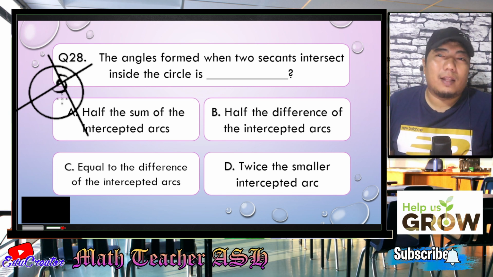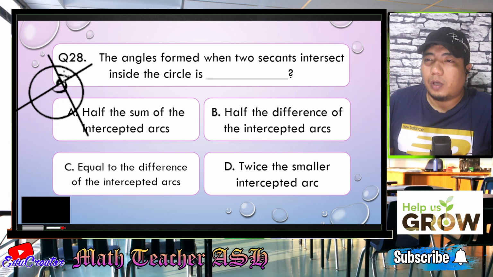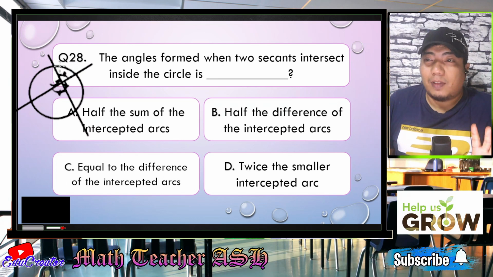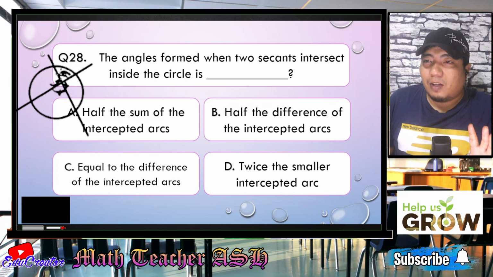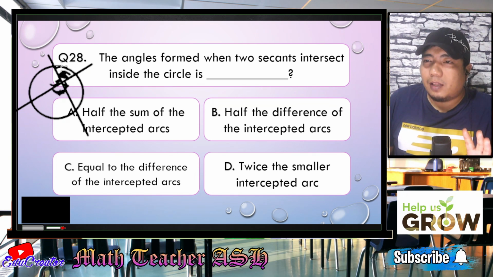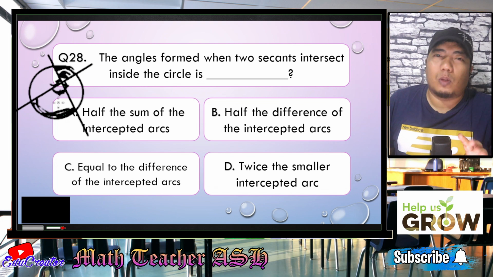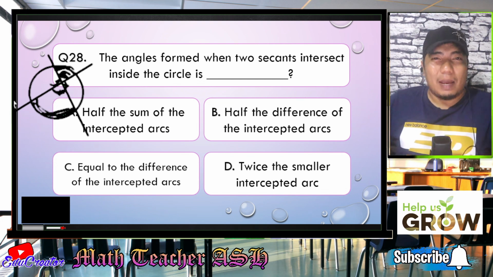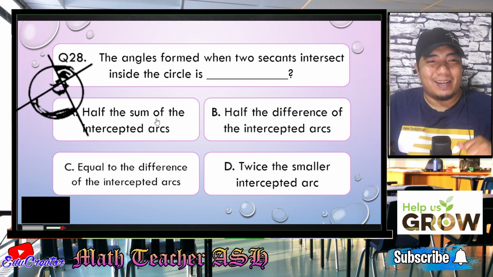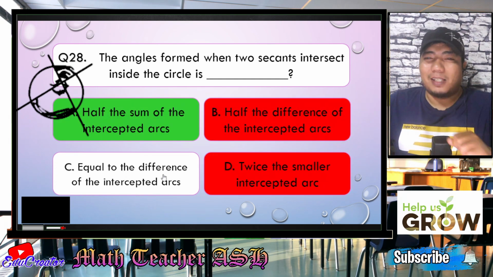So how do you get that? Basically, these two here are known as vertical angles, and these two are also vertical angles. Now how do you get the measurement? In getting the value of this angle or this angle, because they are the same, you need this arc and also this arc. You just add them and then divide by 2. Which statement in our choices is that? That would be letter A. Easy, right? Very easy, my dear math learners.